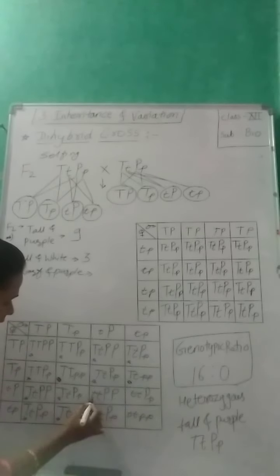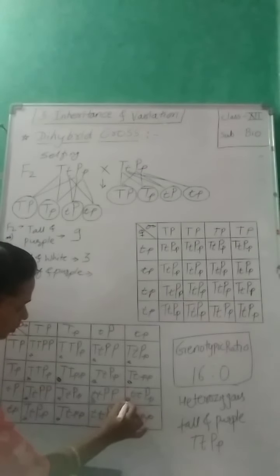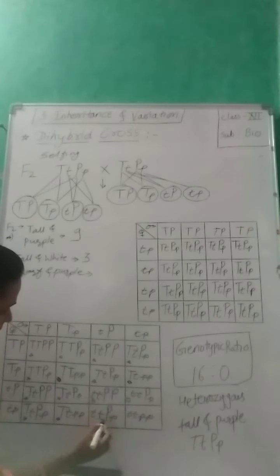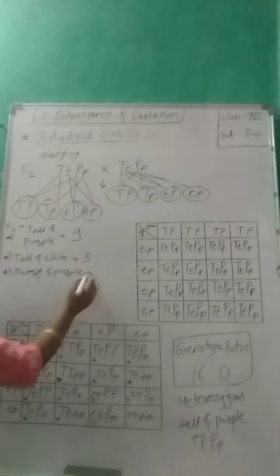So this is 1. So we will do the box. Okay. Here dwarfness and purple, again we will do the box. Here dwarf and purple, here also we will do the box. So 1, 2 and 3. No places are here present other than this. So here 3 are there. And last one is there.